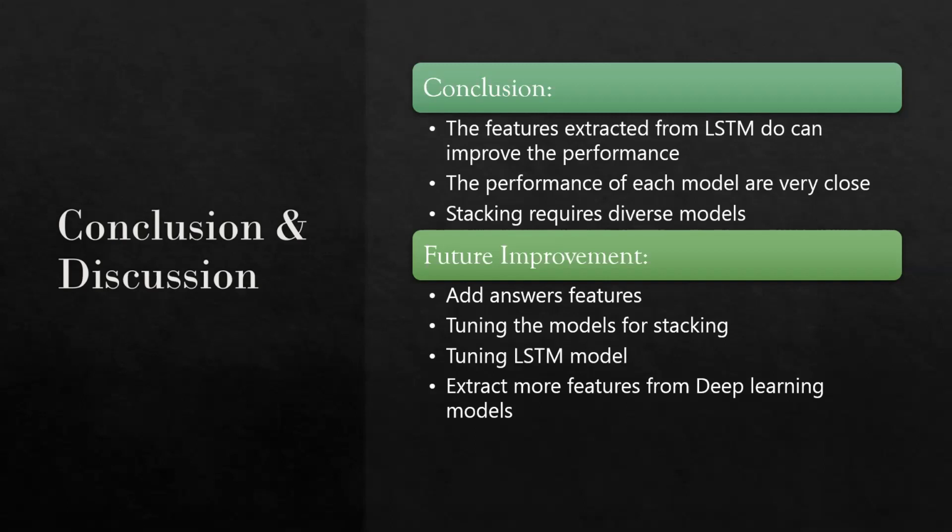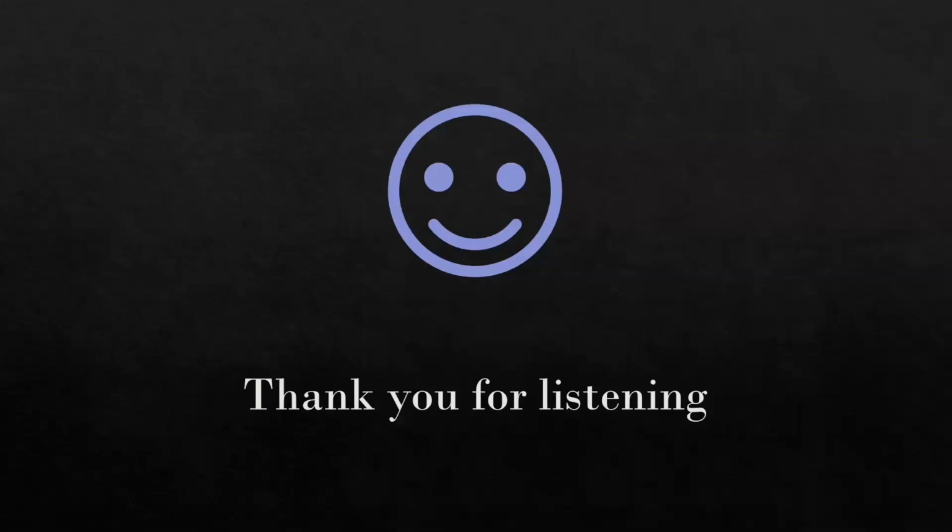The second improvement will be tuning the model for the stacking so that the prediction accuracy of 1 and 0 for each question can be improved. The last improvement is to tune the deep learning models and train more deep learning models to get more and higher quality features. I believe after doing those, I can have higher accuracy for my models. That's it. Thank you very much.